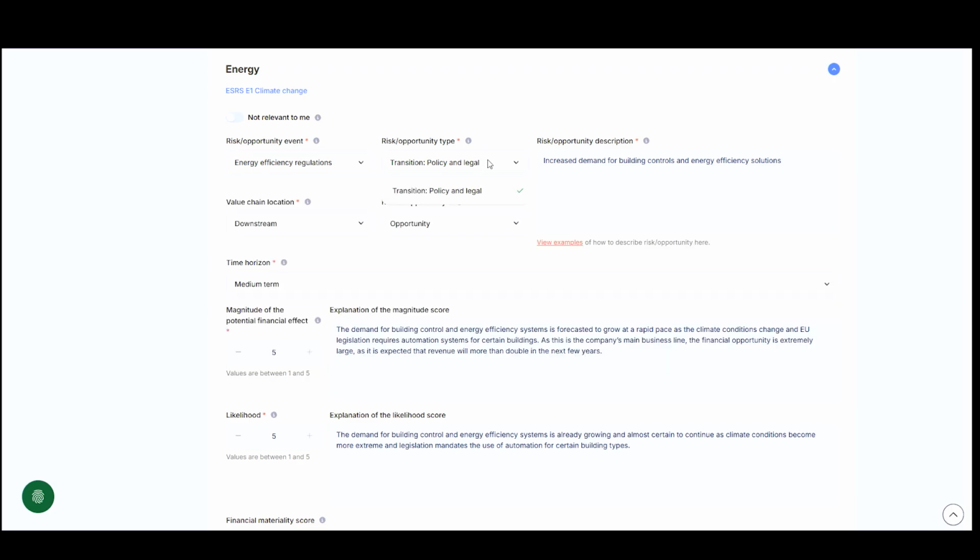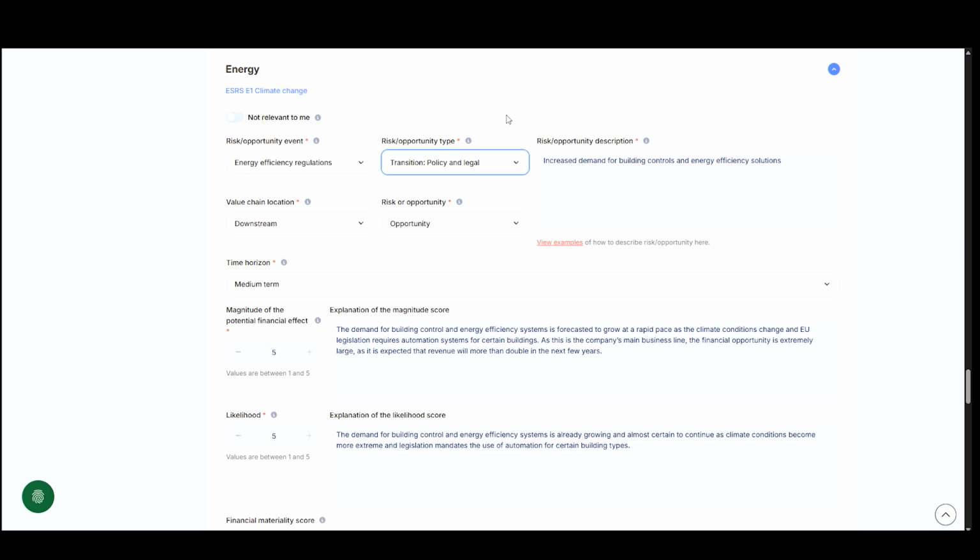Basically, we have two types of climate risks: transition risks, which are all of these changes in the market, regulations, etc. And then we have physical climate risks. And then, is it a risk or opportunity? So is it a negative financial impact or positive?